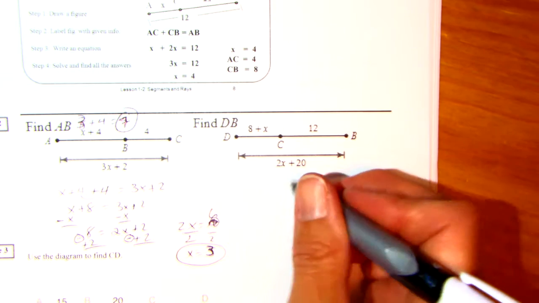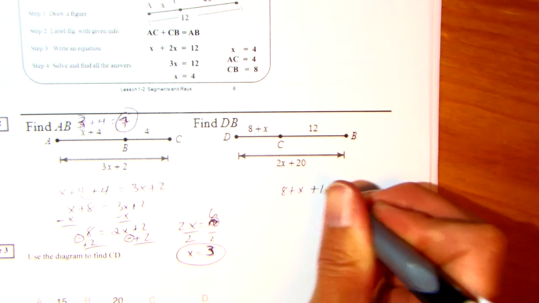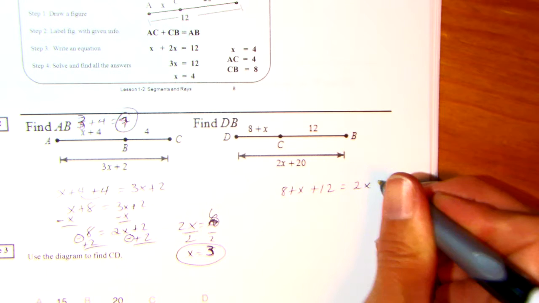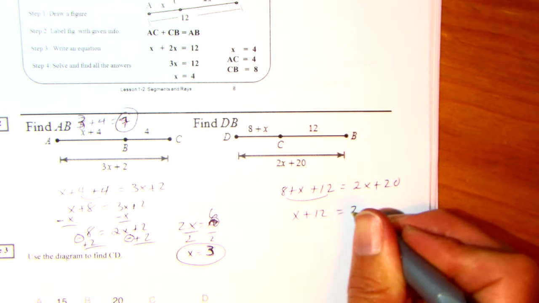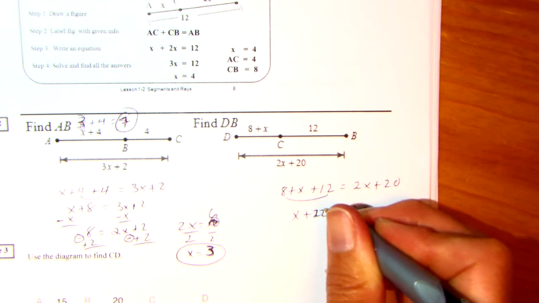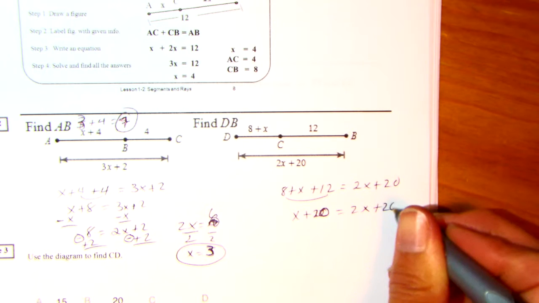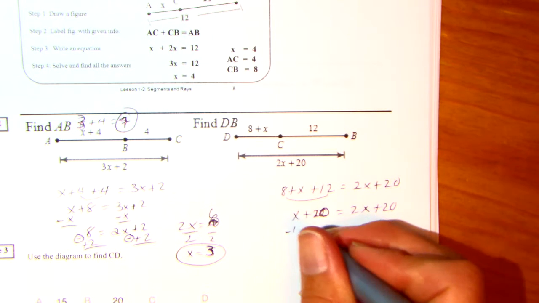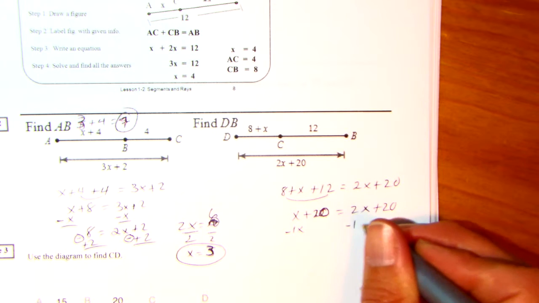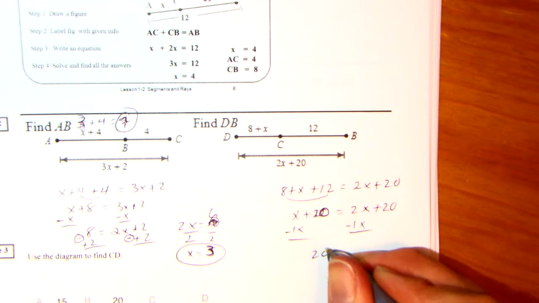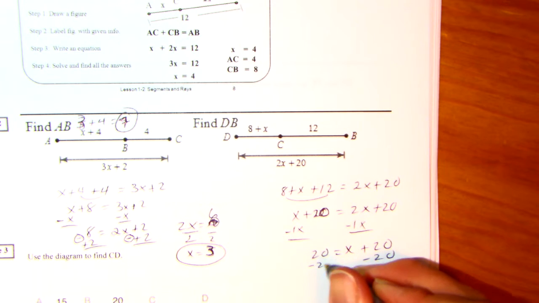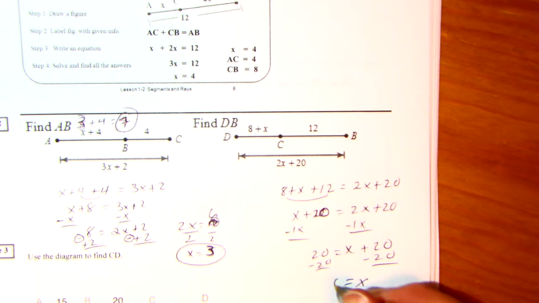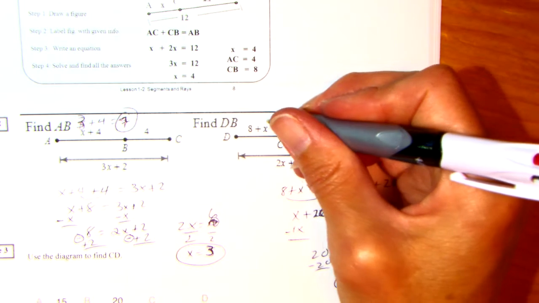All right, so now let's try this one. Hopefully I can do it without error. 8 plus x plus 12 is equal to 2x plus 20. Combine like terms. X plus 20 equals 2x plus 20. And let's subtract that smaller x over. You might be thinking something weird is going to be happening. We have x plus 20, and I'm going to subtract 20. What happens? X equals 0.